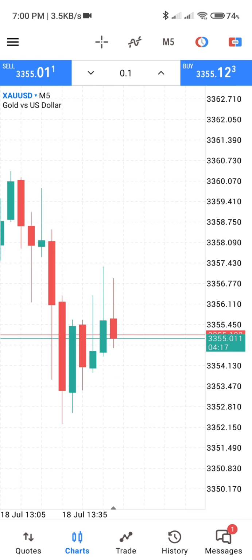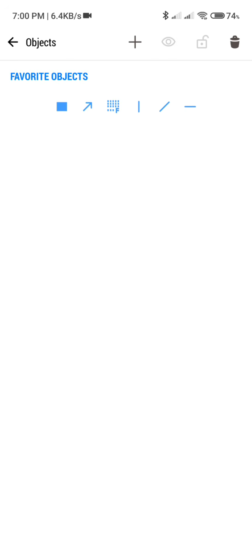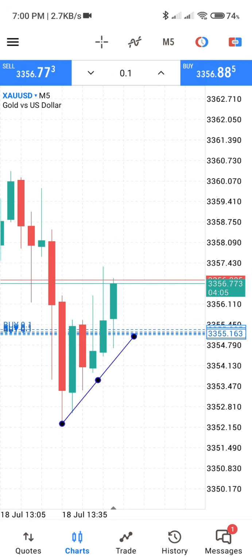So welcome back to the second trade. Here we have seen a good buy opportunity. First of all, we can open our layers. Then I'll explain the reason why we have a buy here.